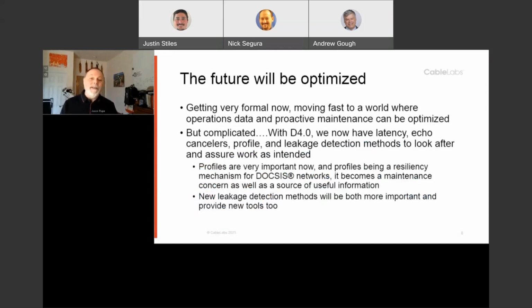And because of that, there's going to be new things to manage, like we now have more latency. We have latency measurements to deal with. We have new echo canceling technology. We've got profiles to manage. We got leakage detection and all of that.